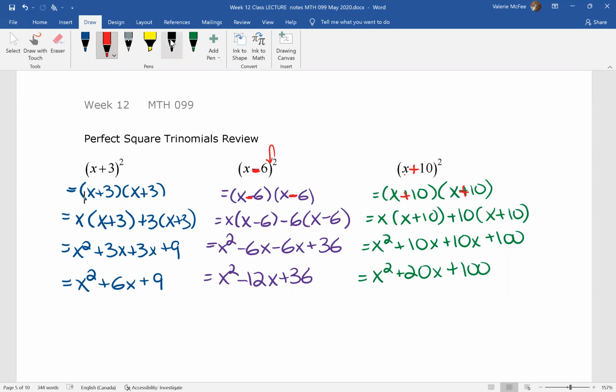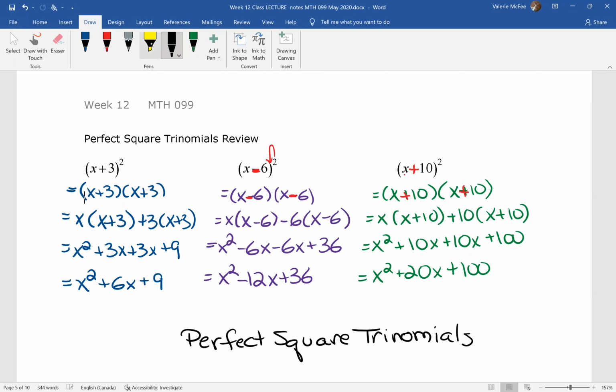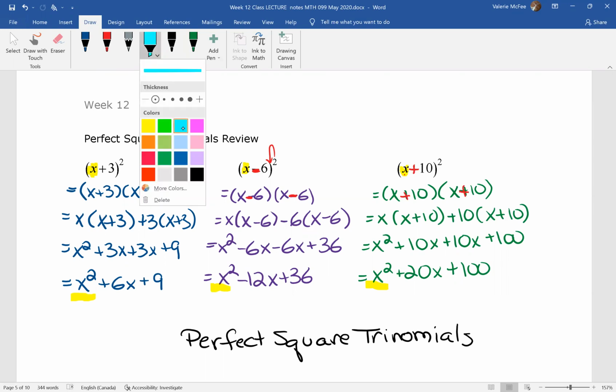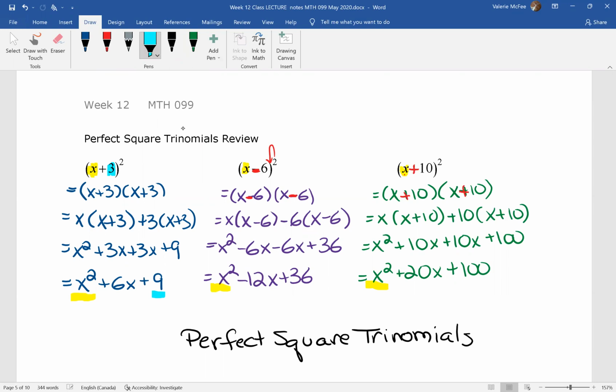I want to look at some of the properties of these perfect square trinomials. They're known as perfect square trinomials because we've squared a binomial to get them. First of all, and most obviously, when we square the first term, it gives us x squared. When we square the last term, it gives us the last number in our trinomial. And in fact, it's always positive because even when we're multiplying two negative numbers, we have a positive product.